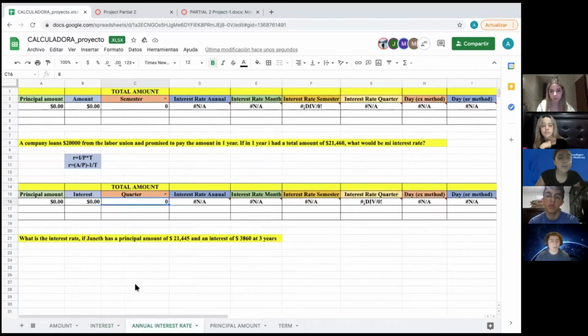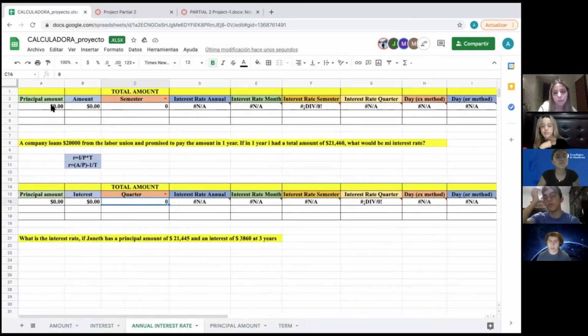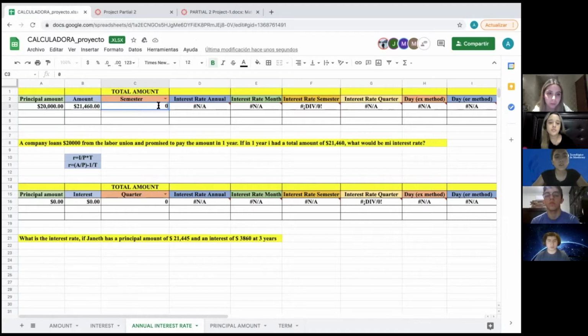Then we have the annual interest rate calculator, and it's the same as Emiliano's calculator. So first you put in order your numbers. So we have here 20,000, and then 21,460. And as you can see in the problem, you have 1 year, and we can choose any of the options that we have. And we are going to use now the semester, and we know that in a year we have 2 semesters. That gives us a result of 7.3%.